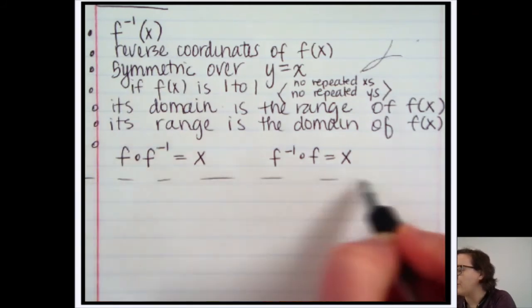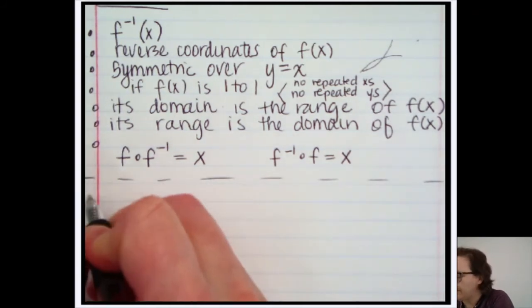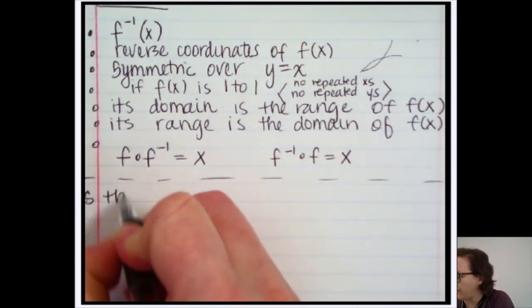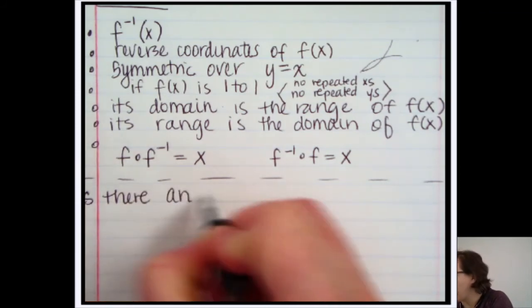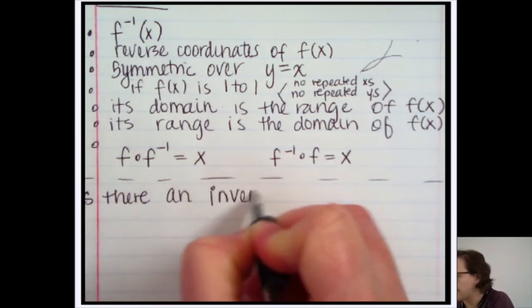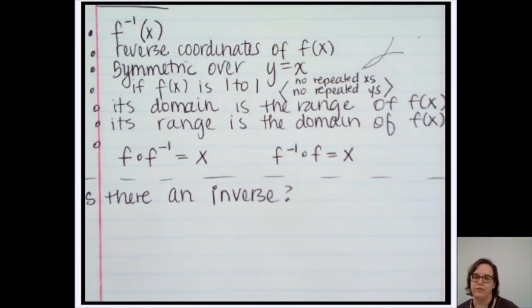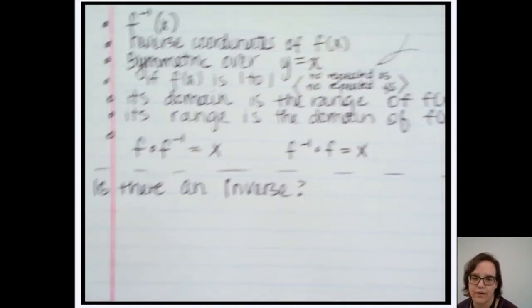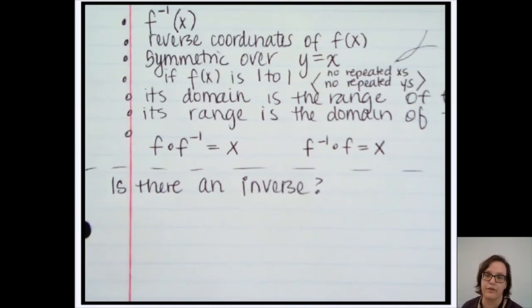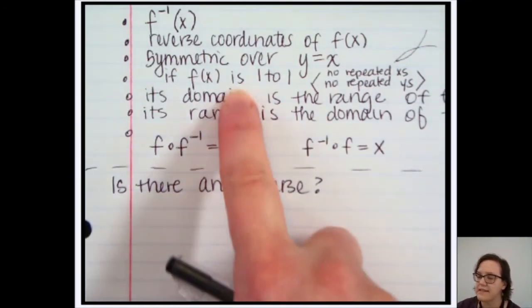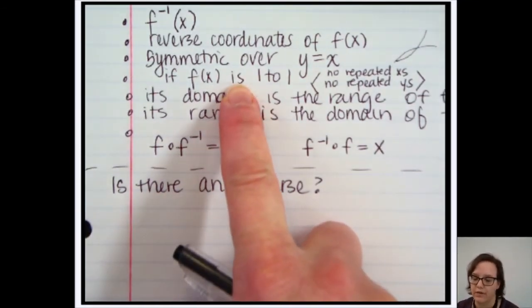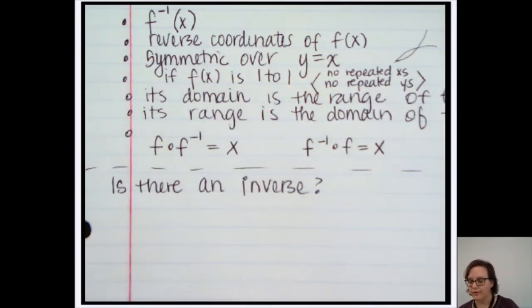Now, first question we'd like to ask. Part one, we'll say, is there an inverse? Right now we're just looking at some basic things. We want to see, is there an inverse? How do we know if there's not, or if there is? Well, the biggest thing is, is it one-to-one? That's what we will be looking for.